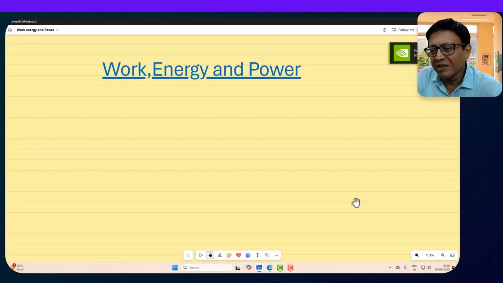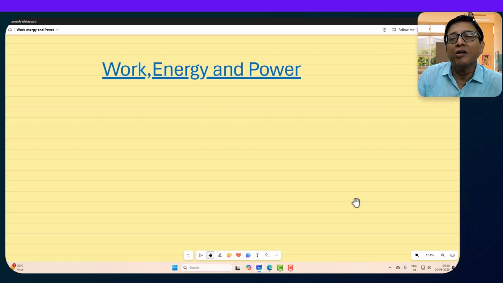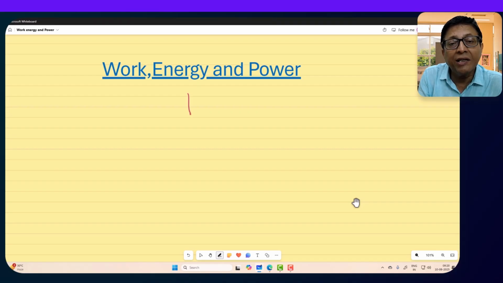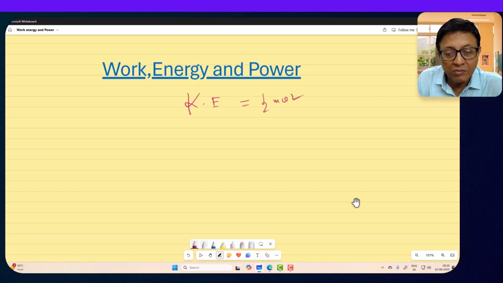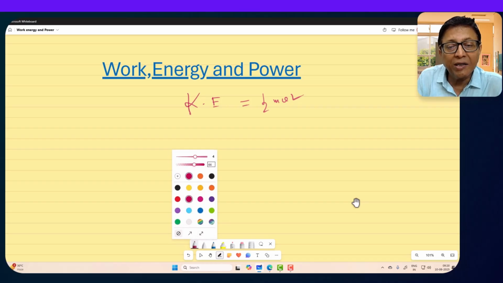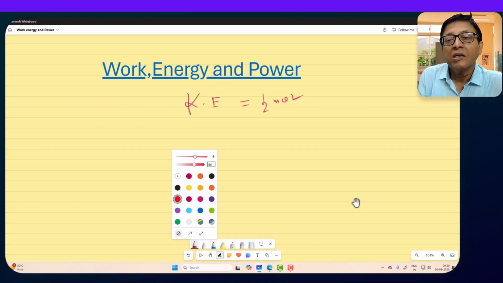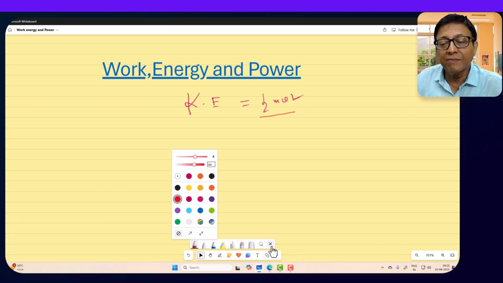class 9 or 10 physics, what we have learned. That is the expression for kinetic energy. Kinetic energy of a particle is given by half mv square. You know, kinetic energy of a particle is given by half mv square. Mass of the particle is m and its velocity is equal to v.